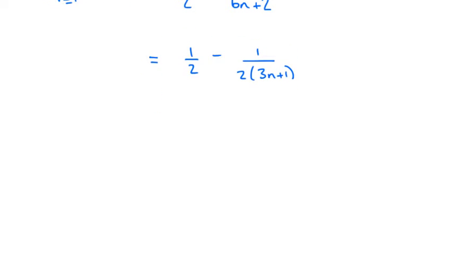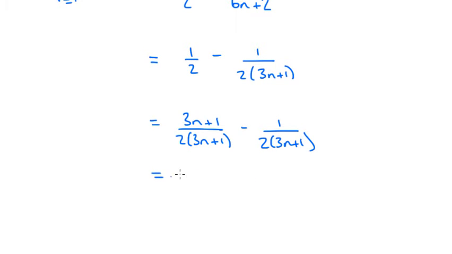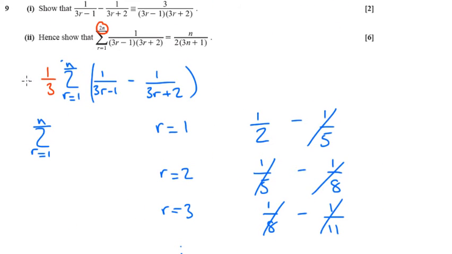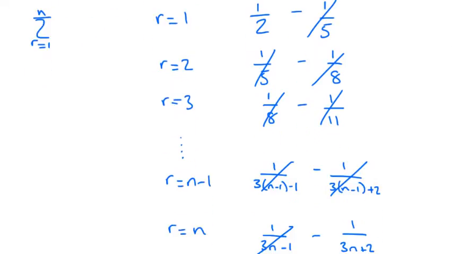So in order to combine those two fractions, I'm just going to need to times this top and bottom by 3n plus 1. And that's going to give me, the 1s are going to cancel. I'm going to have 3n over 2 lots of 3n plus 1. So we're nearly there. If you remember right at the top, we said actually we're going to want a third of it, because what we've worked out is 3 over 3r minus 1 times 3r plus 2.